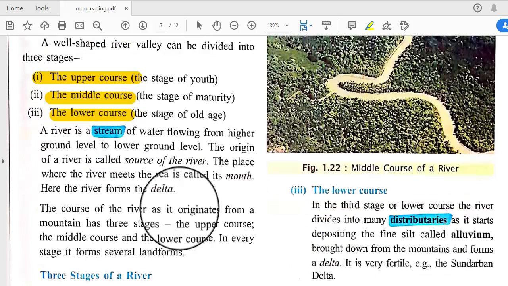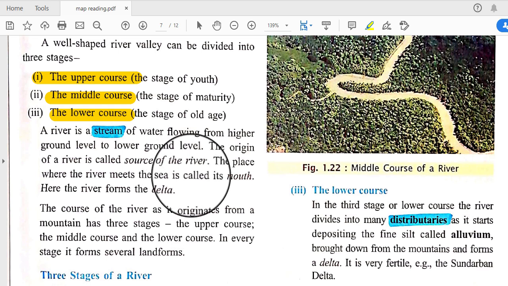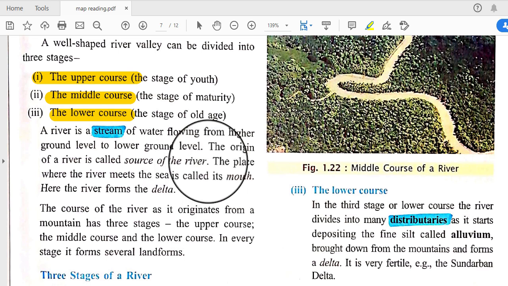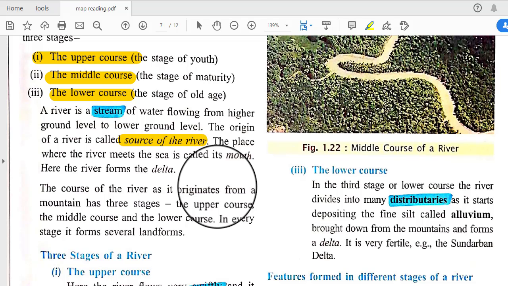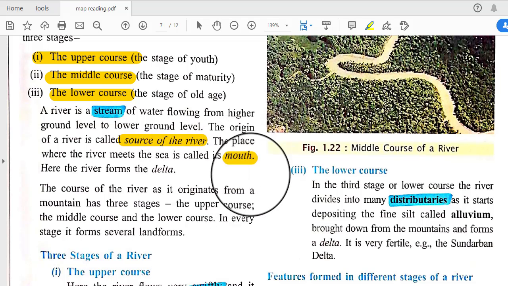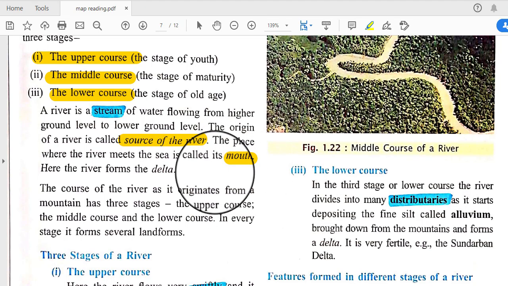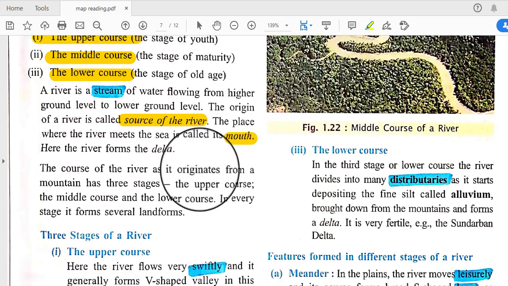A river is a stream of water flowing from higher ground level to lower ground level. The origin of a river is called the source of the river, and the place where the river meets the sea is called its mouth. At the mouth, where the river meets the sea, the river forms some deltas.